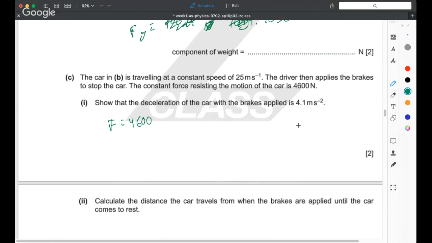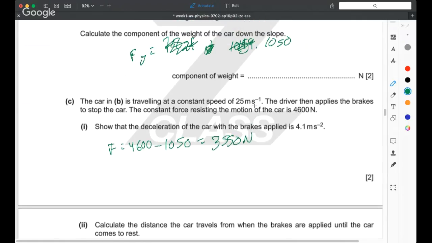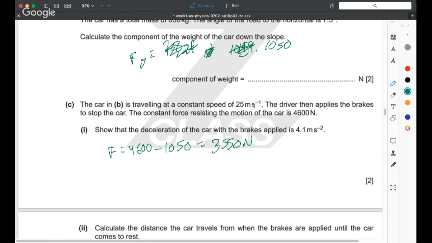So it'd be minus 1050, which is 3,550 newtons. You would then divide it by the mass, which is 850, and that should be 4.1.